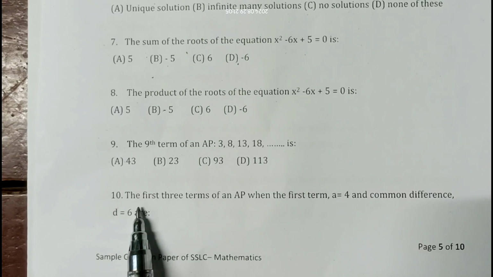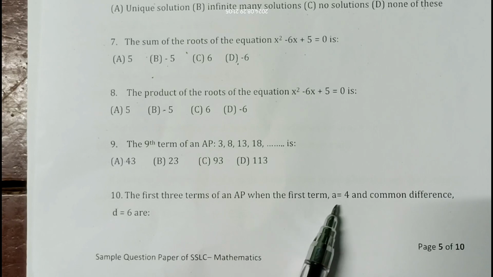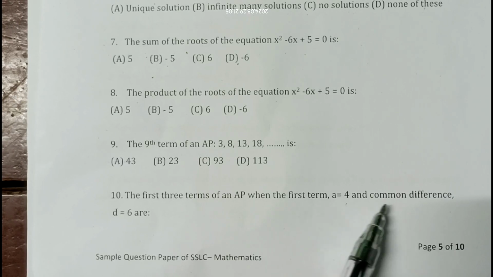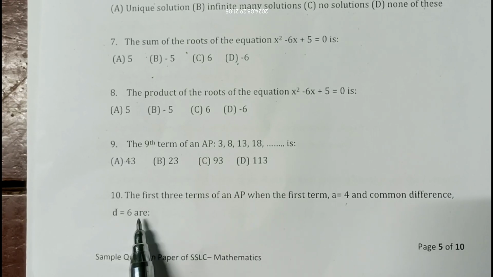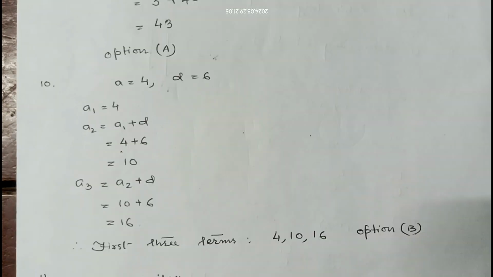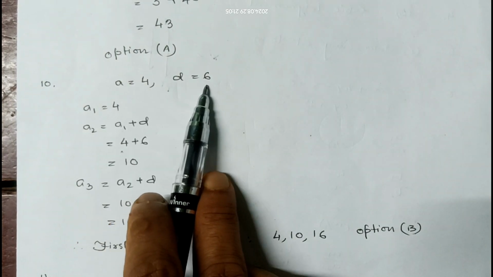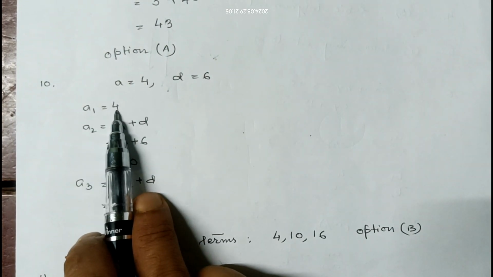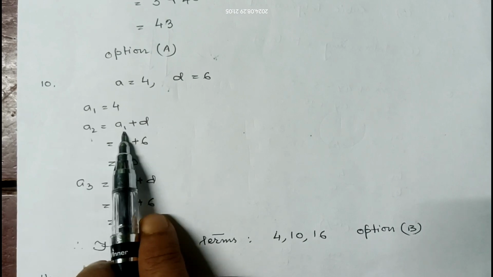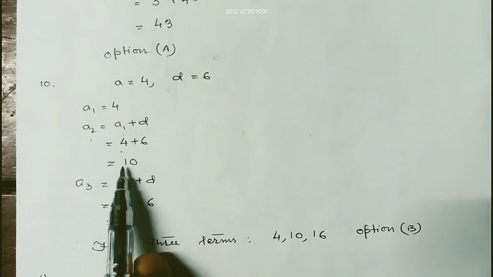In question number 10, it is given the first 3 terms of an AP when the first term A is 4 and the common difference D is 6. So here first term is given, common difference is given, and we have to find the first 3 terms. Here first term is 4, common difference is 6, so a1 will be 4. Second term is first term plus common difference, 4 plus 6, 10, so second term will be 10.